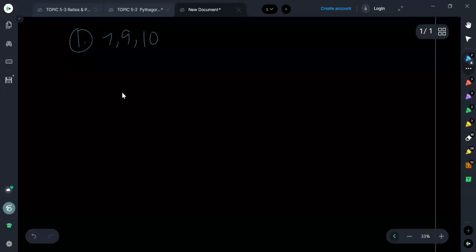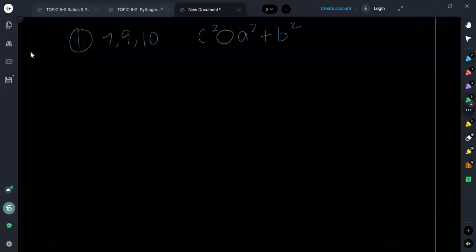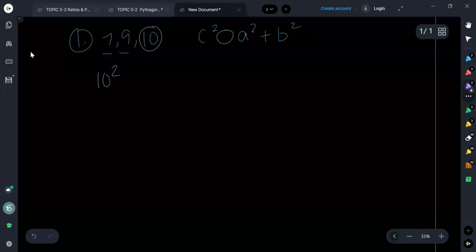Well, first of all, is this a triangle? Well, 7 plus 9 is greater than 10, so it is a triangle. So let's figure out what kind of triangle it is. And again, we are always going to compare c squared to a squared plus b squared to figure out what kind of triangle it is. In this case, I've got 7 squared. These are my two babies. And my c squared is going to be 10. So I'm going to compare 10 squared to 7 squared plus 9 squared.